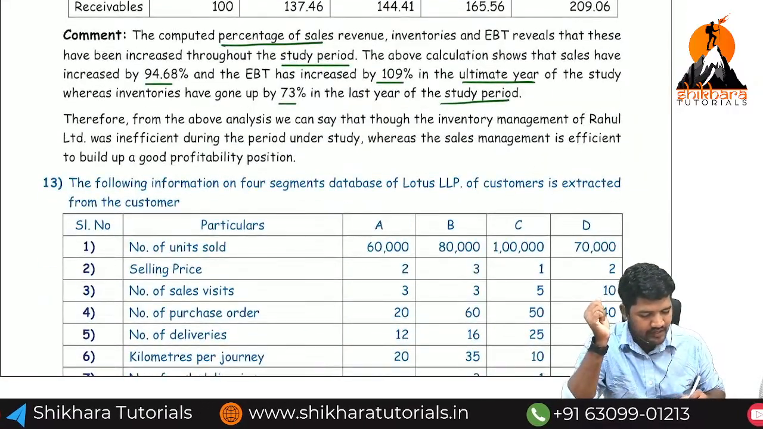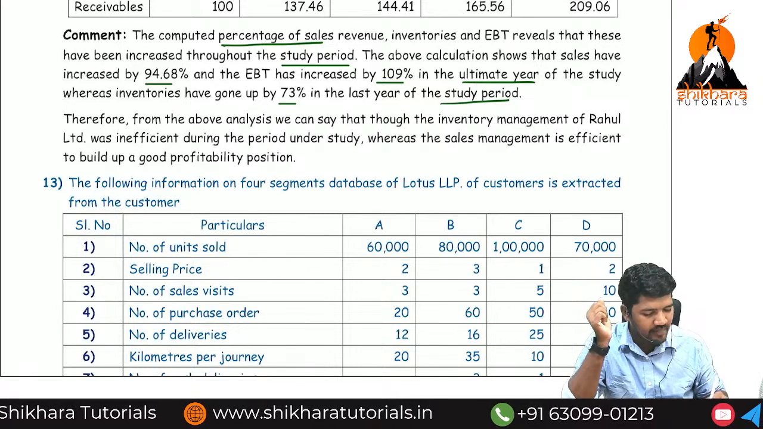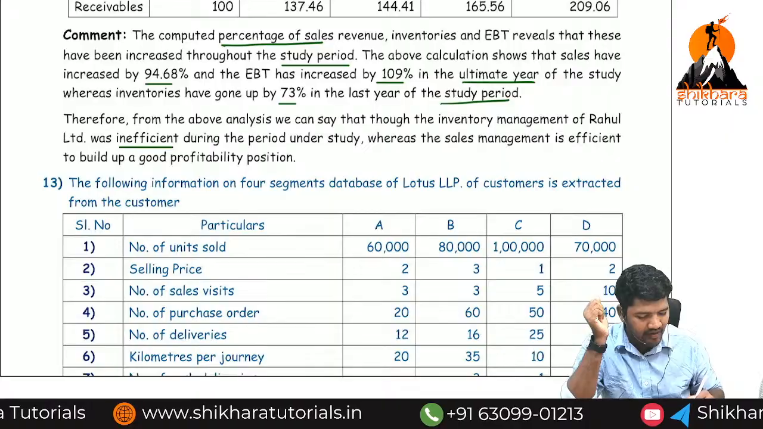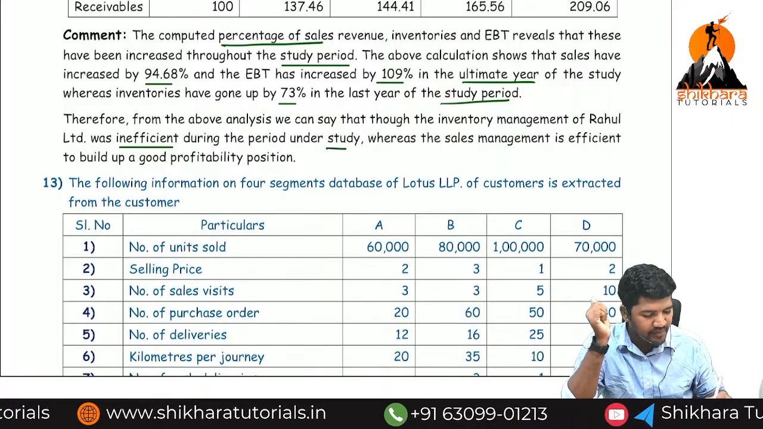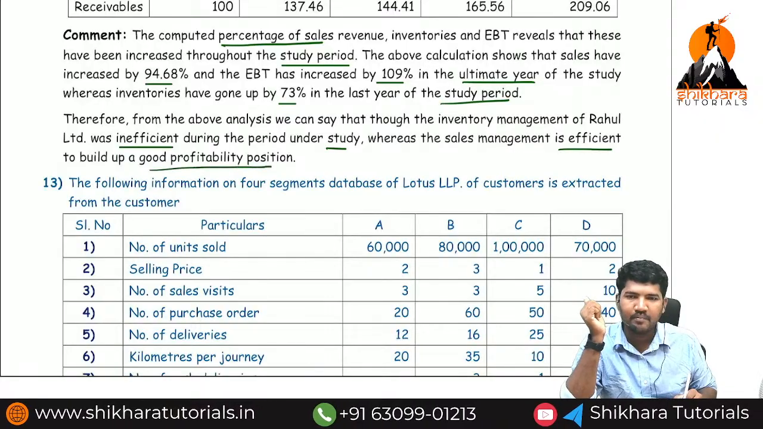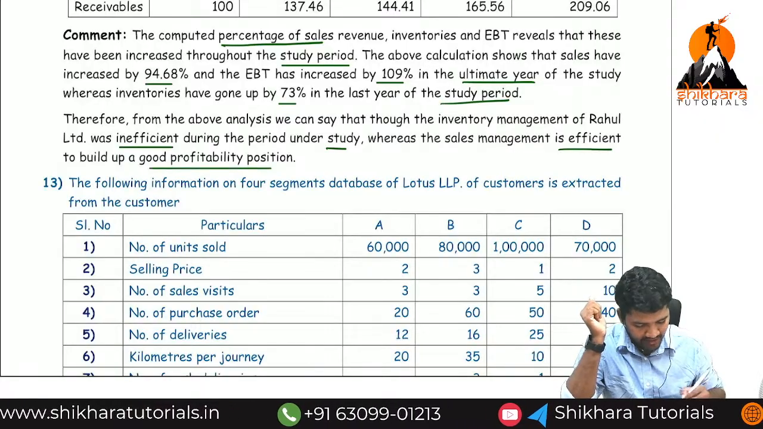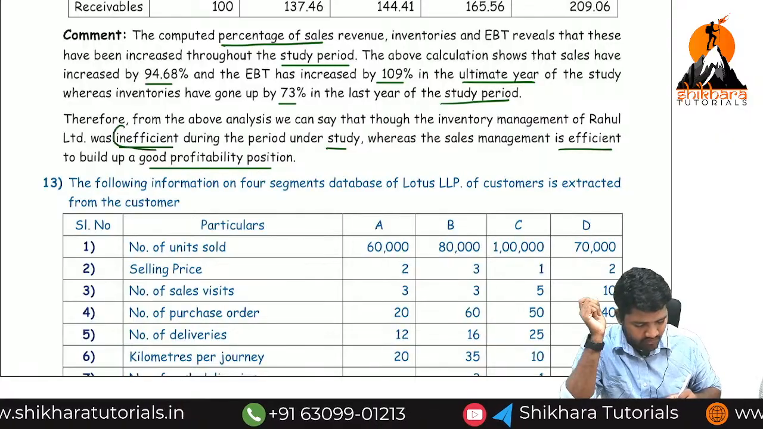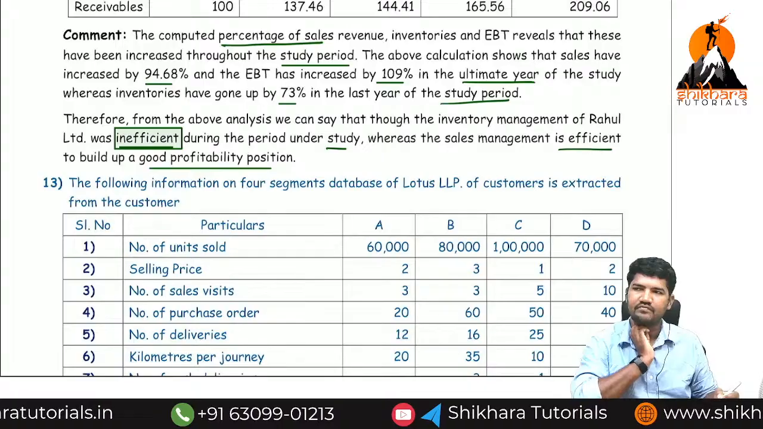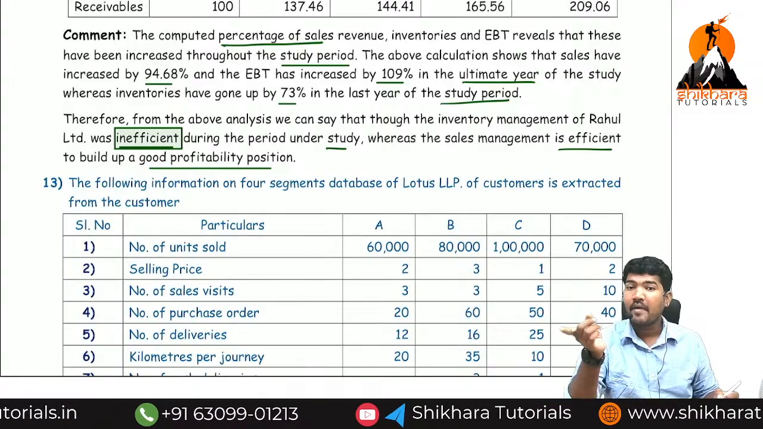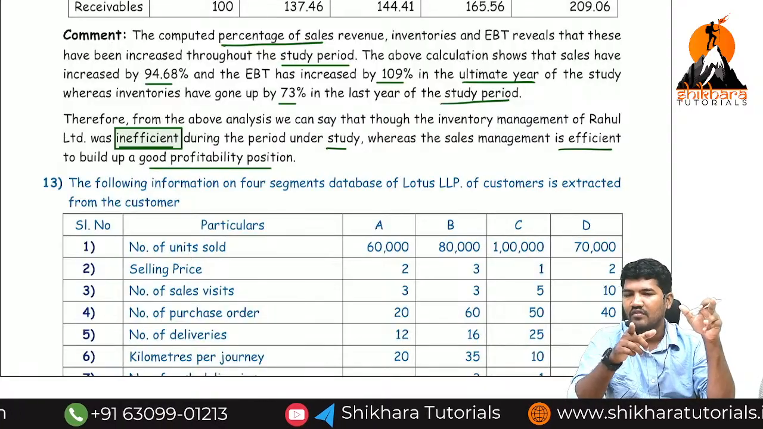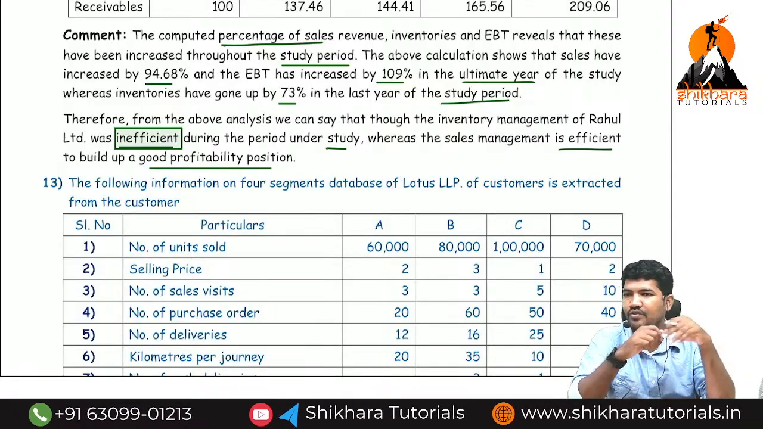Therefore, from the above analysis, we can say that the inventory management of Rahul Limited was inefficient during the period under study, whereas the sales management is efficient enough to build up a good profitability position. So what does inefficient mean? Why are they using inefficient in the point of inventory? Compared to sales, inventory changes more.